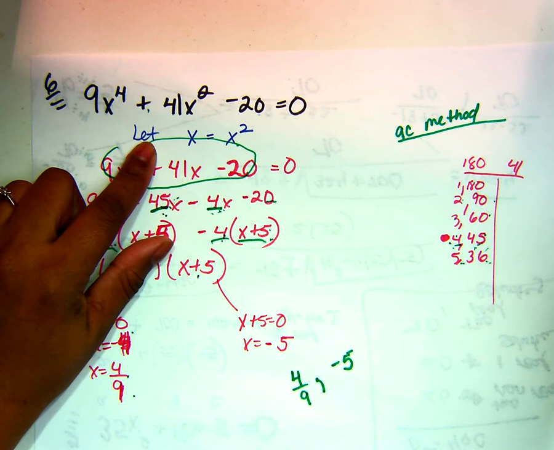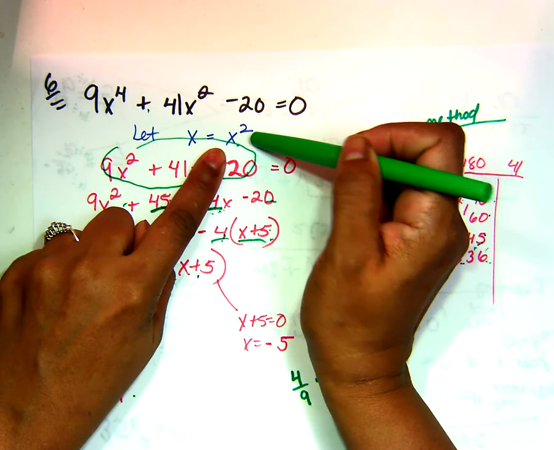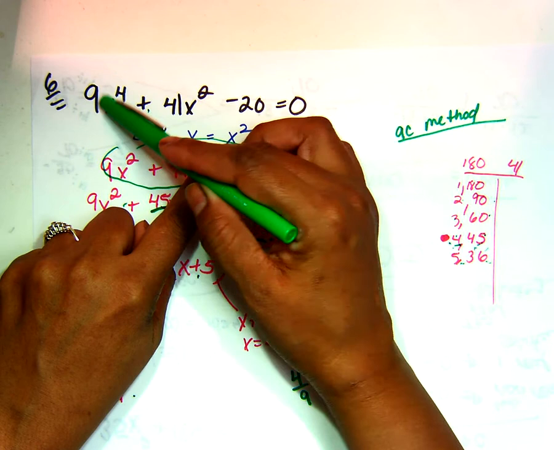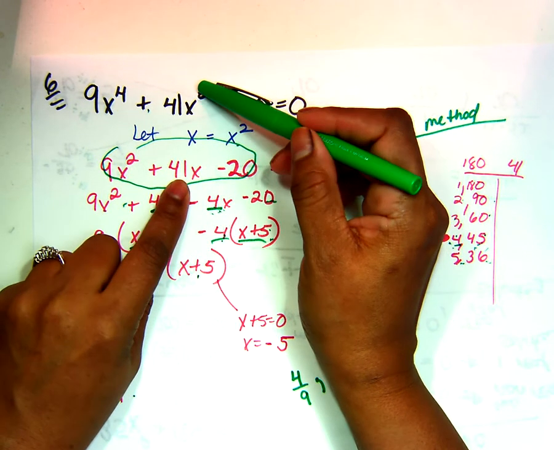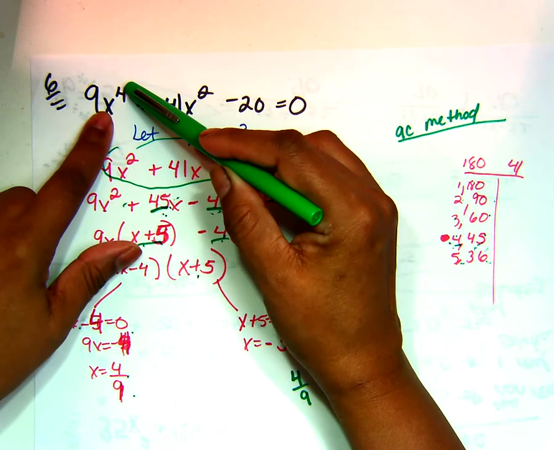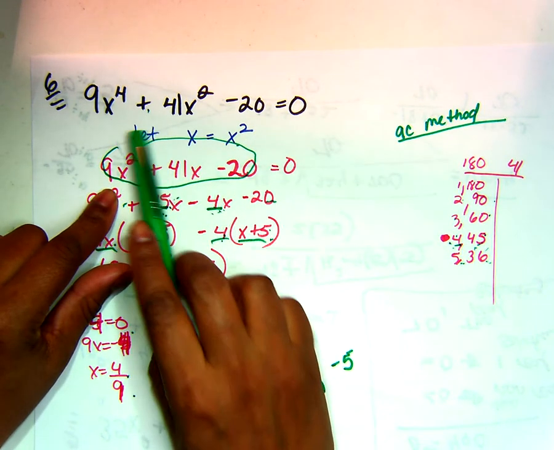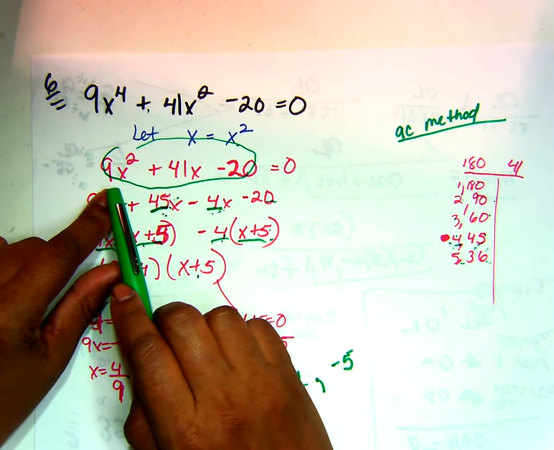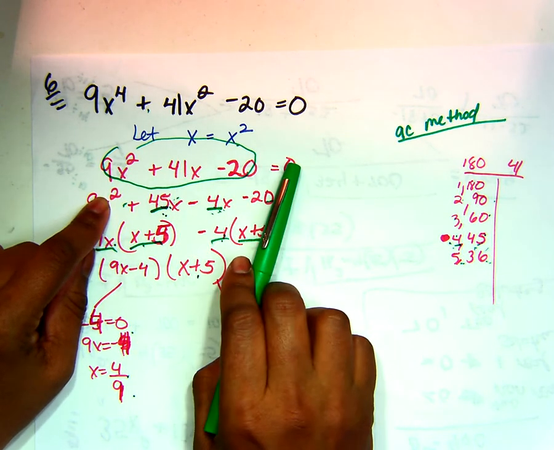So let's try to simplify this. We're going to let x equal x squared. So what we're going to do, every time we see an x squared, we're going to replace it with x to make it a little bit easier. So now that x squared is now x, and that x to the 4th is just x squared. Again, every time we see an x squared, replace it with x. Rewrite it, we have 9x squared plus 41x minus 20 equals 0.